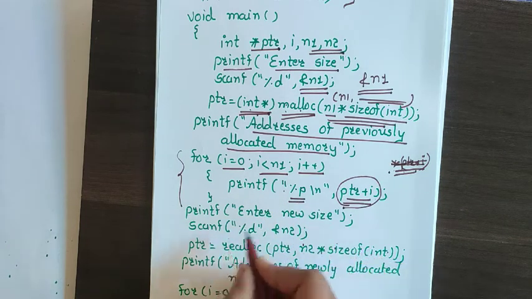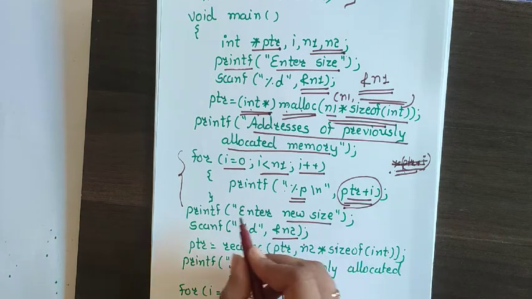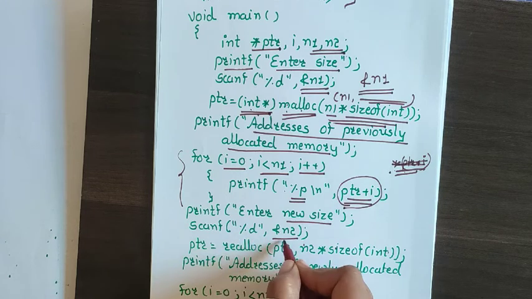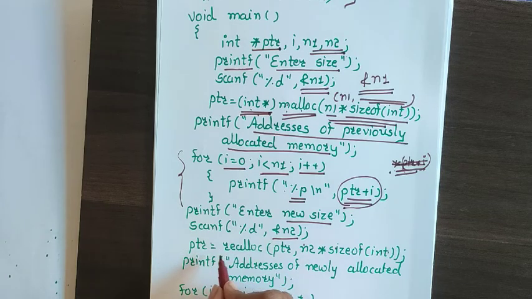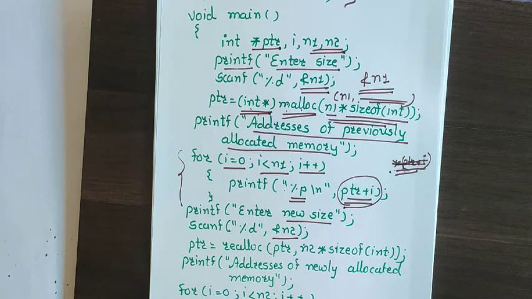Now I'm taking the new size from the user. So printf "enter the new size", right? scanf("%d", &n2), that new size is stored in my another variable, that is n2, right? Then here I am reallocating, that means I am changing the size from n1 to n2. It might be possible previously I have given 5 and now I am going to give 10, right?